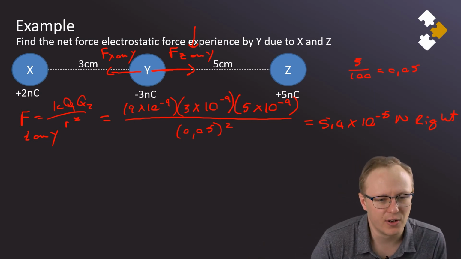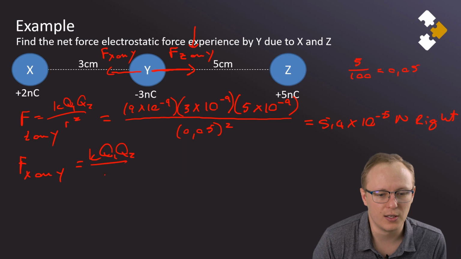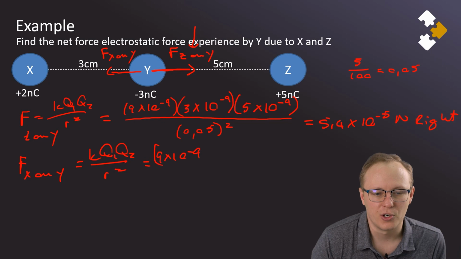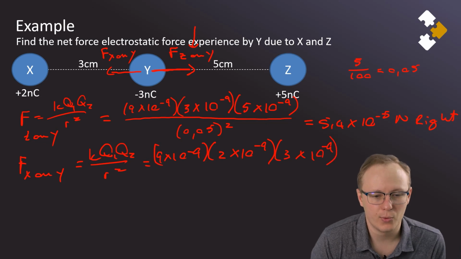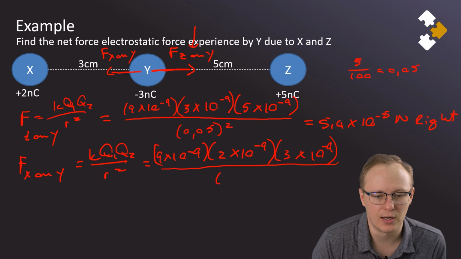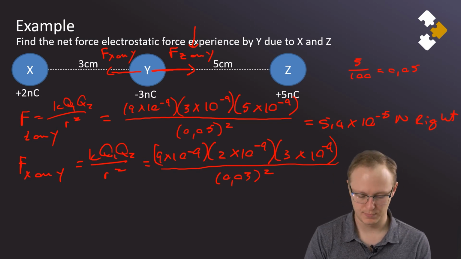Okay, so then I've got to go and find F of X on Y, right? And that's again going to be equal to KQ1 Q2 over R squared, no surprises. And now we have 9 times 10 to the negative 9. The charge on X is 2 nanocoulombs, so I'm going to go times 2 times 10 to the negative 9. And then Y is still 3, can you believe it? So I'm going to go 3 times 10 to the negative 9. And then here we've now got 3 centimeters, so I'm going to divide by 0.03, and that is going to be squared, right? So now, back to the calculator.